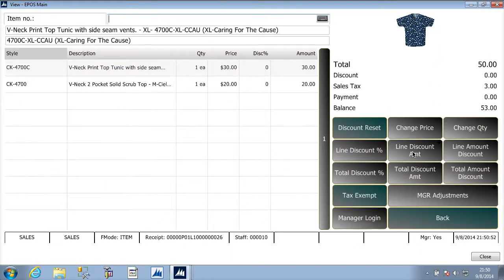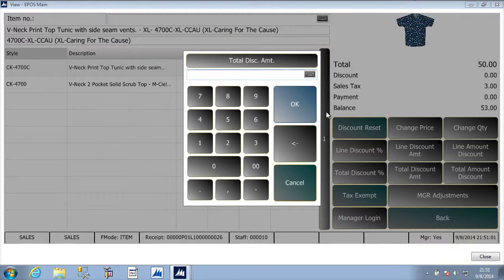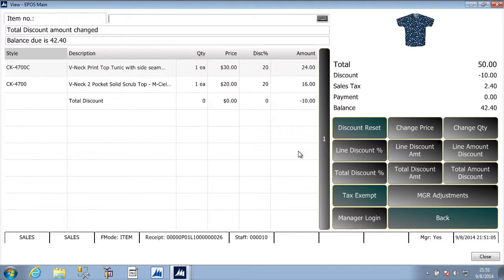Now let's see what happens when we use our line discount amount and total discount amount buttons. We'll start by giving this order a total discount amount of $10. And you can see that it calculated it. One thing to note, that it allocated it based on the price of each line. So it essentially gave 6 of the $10 to line number 1 and 4 of the $10 to line number 2.